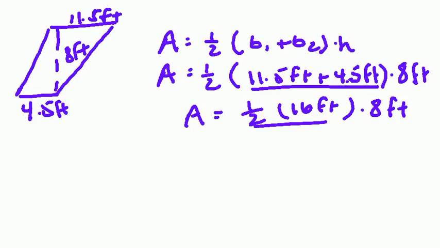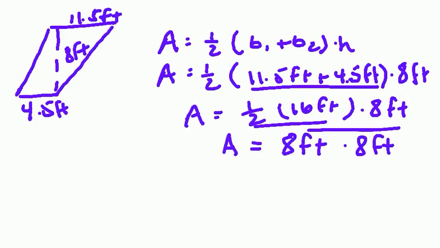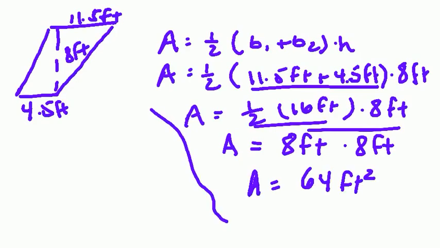But earlier, in my other example, I did it this way just because I had an odd number for my base. So you can do it either way. I did it from the left this time. So I got 8 feet because half of 16 is 8. So you should have ended up with 64 square feet. If you did 16 times 8, you would have ended with the same answer.